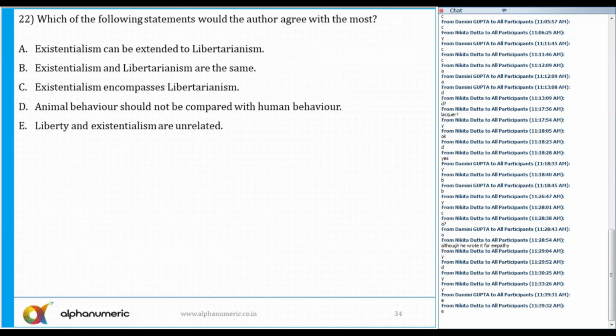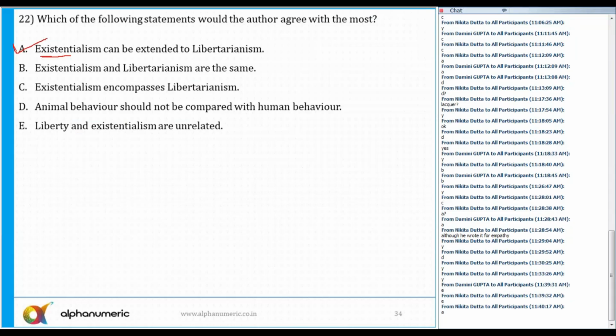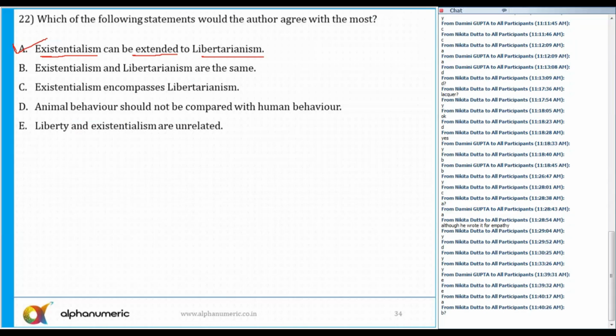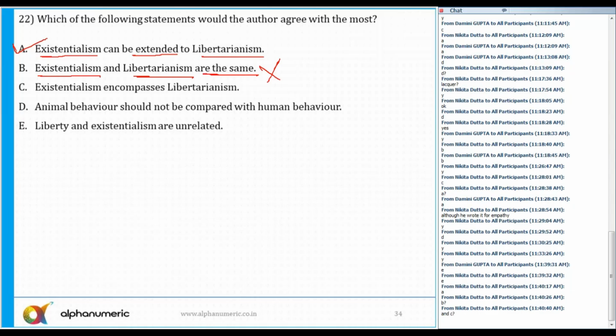22 is easy. Which of the following statements will the author agree with? Has to be A. Existentialism can be extended to libertarianism. So A is going to be the answer. Number B is not right. Existentialism and libertarianism are the same? They are not the same. Libertarianism takes it to another extreme. Okay, libertarianism takes it to another extreme.